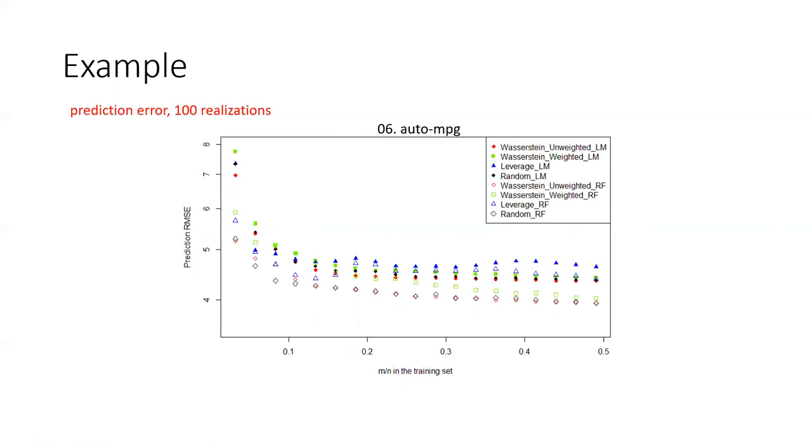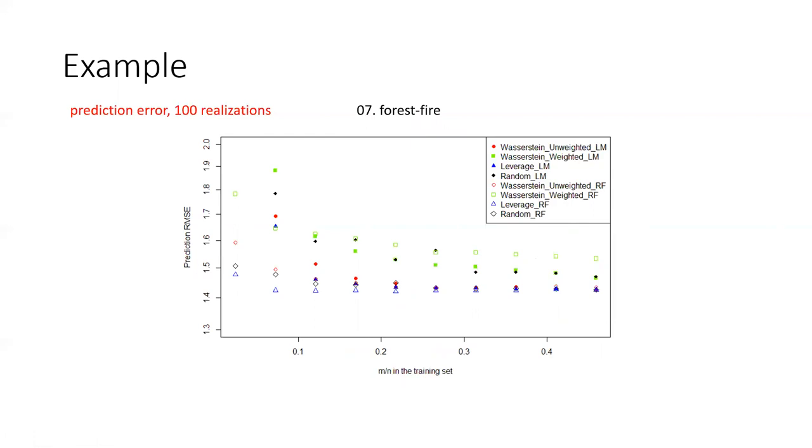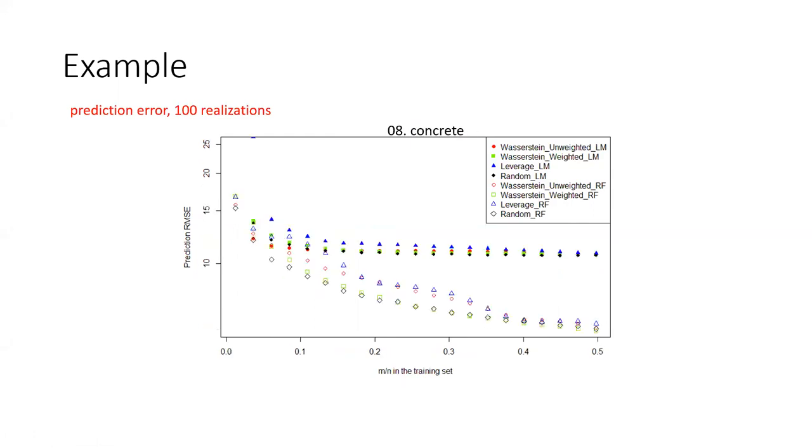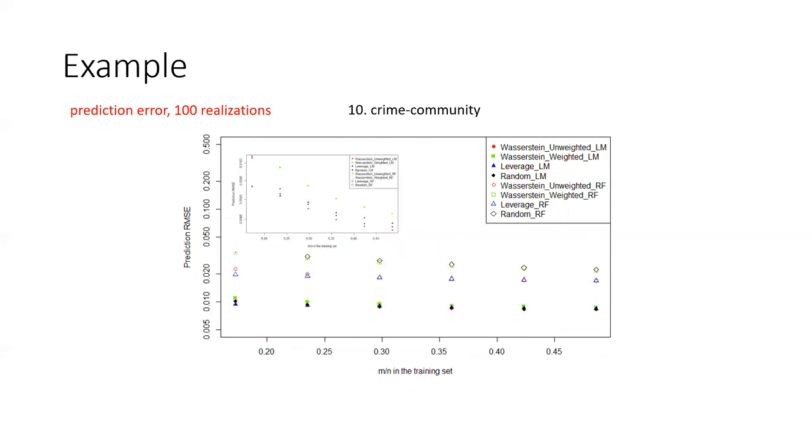Here's another data set. Forest fire and concrete and airfoil and crime community. Since this data set is somewhat special, somewhat different from the other data sets, the random forest performance is even worse than the linear model performance without too much tuning of the parameters. So basically this is the numerical results I want to present.